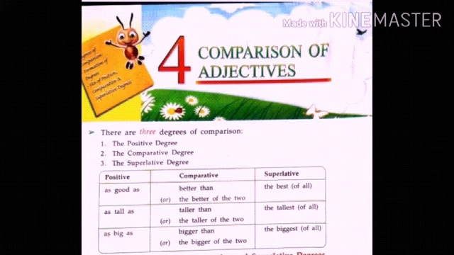The third type of degree is the superlative degree. In the superlative degree, the comparison is shown by using the word the or one of the, and after that word the superlative degree word is put. For example, the best, the tallest, the biggest. So dear students, in that way the 3 degrees of comparison are given at the start of the lesson.